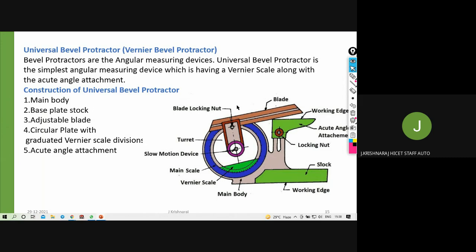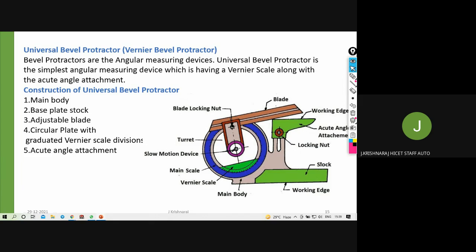If it is larger in size or irregular in areas, or we need to measure some critical parts for angular measurements, then universal bevel protractors are used. The universal bevel protractor is also an angular measuring device. It has vernier scale readings along with accurate angle attachments. You can look into this diagram, which shows it in the easiest way.